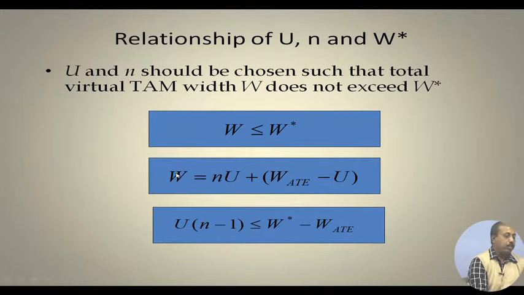So, that is the total TAM width w that we get in a virtual TAM environment. If you substitute it here, then we get u into n minus 1 should be less than or equal to w star minus w at e. This way we can choose these values of u and n such that this constraint is satisfied. So, that gives us a guideline in a virtual TAM based environment.